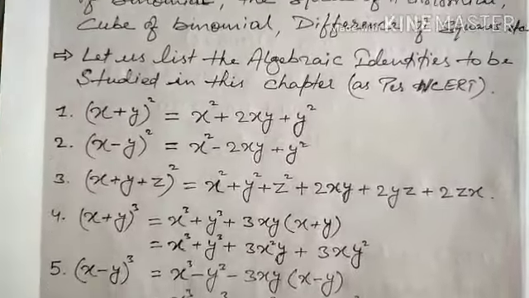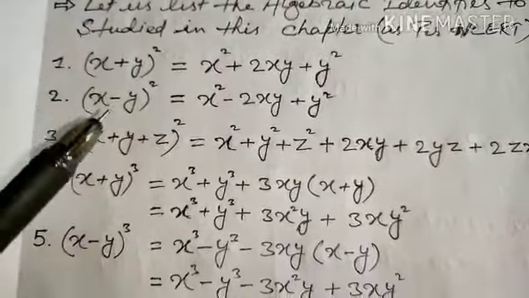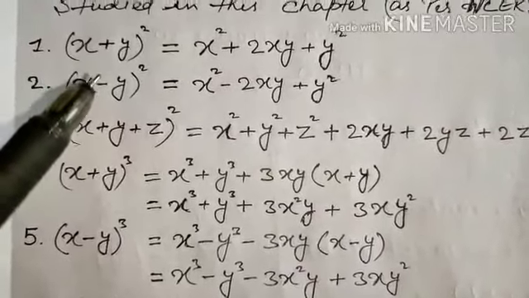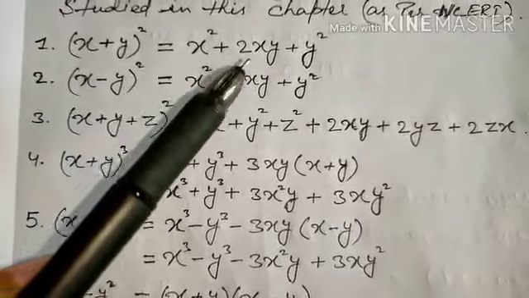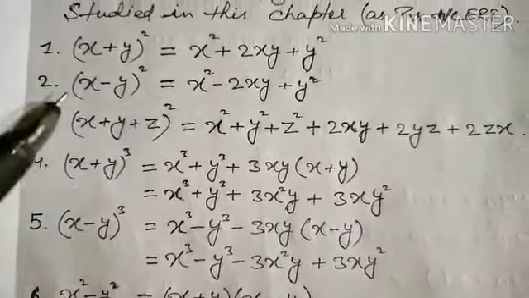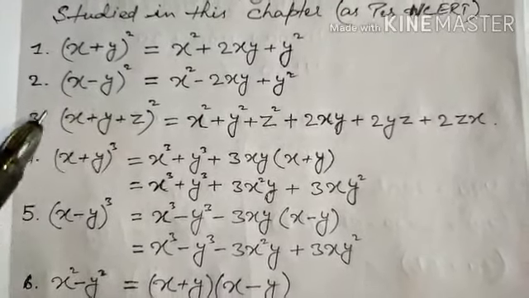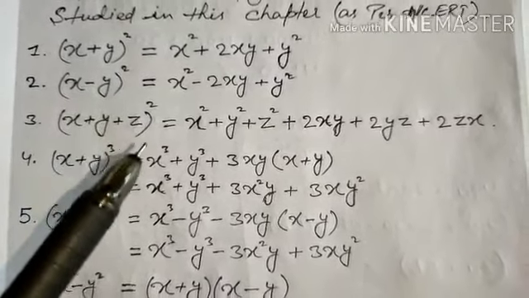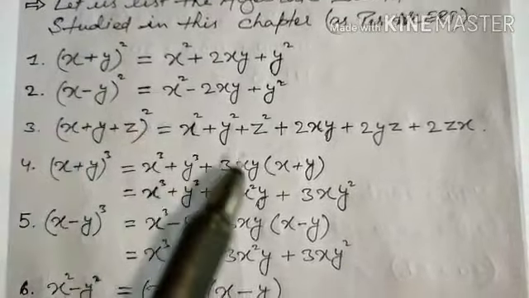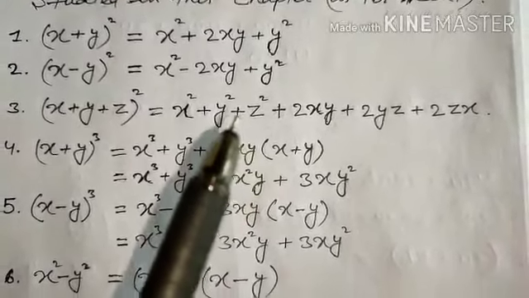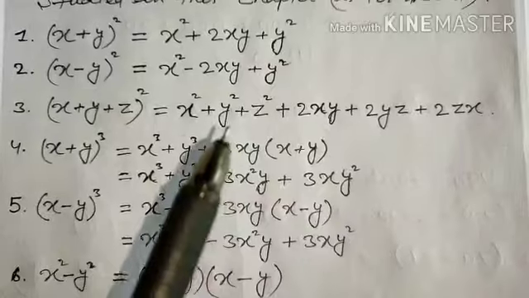We are having the first one as x plus y whole square. These are very simple things you people have already studied in class 8 also. So x square plus 2xy plus y square. Second, x minus y whole square is equal to x square minus 2xy plus y square. Now third one is x plus y plus z whole square. This is the square of trinomial. These are the squares of binomial, according to the terms: monomial, binomial, trinomial.